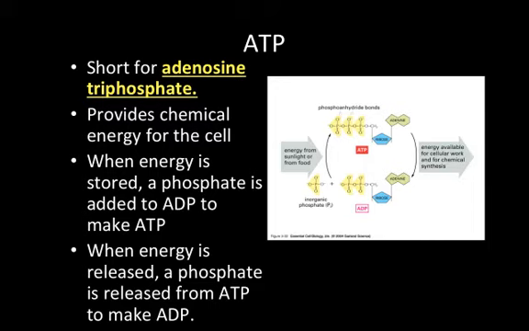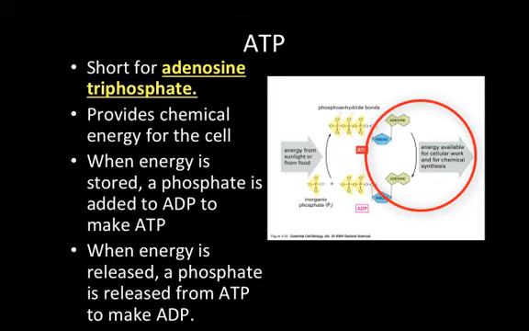If you remember, when we make a chemical bond, we store the energy, and when we break a chemical bond, we use the energy. So when energy is stored, a phosphate is added to ADP, adenosine diphosphate, to make ATP, adenosine triphosphate. We're just adding a phosphate, as you see in the picture on the right. When energy is released or used, a phosphate is broken off of ATP.